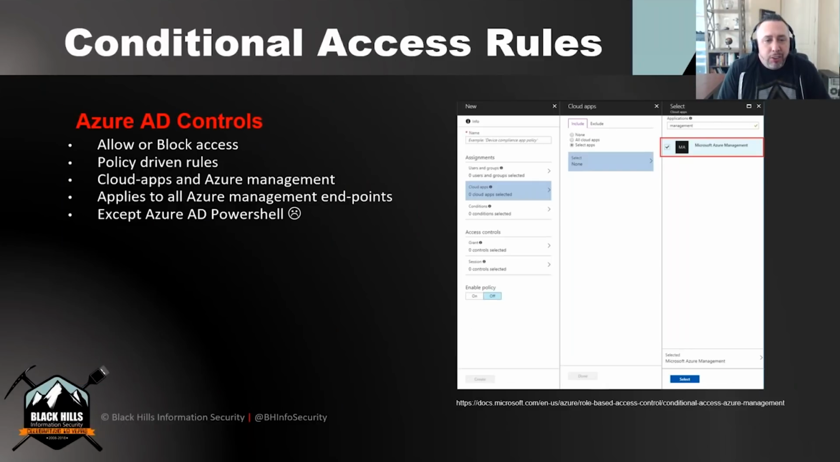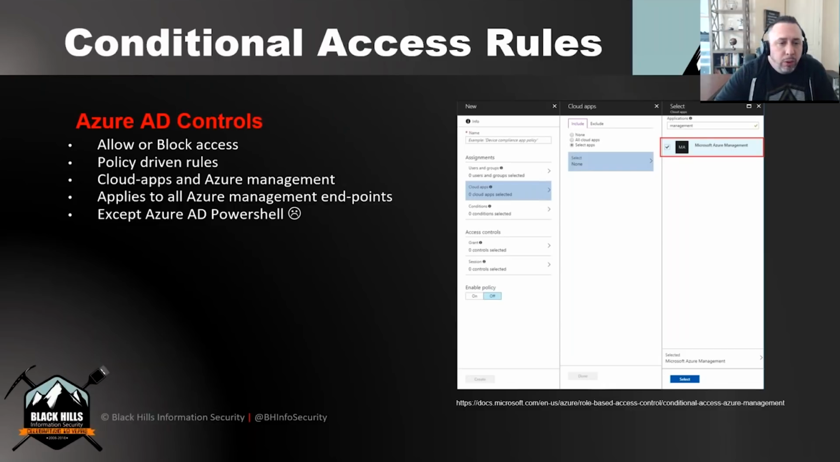So the conditional access rules are a really cool feature. You have the ability to allow or block access to different functionality. You could do it through a policy. So you know what policies are. I'm not going to get into the policies, but being able to say, yes, you could do this if you're this type of user or if you're in this user group. Traditionally, it was built to lock down cloud apps, I think. They've morphed it into allowing it for Azure management as well. And it does apply to all the Azure management end portals, except for Azure AD PowerShell, which is weird.